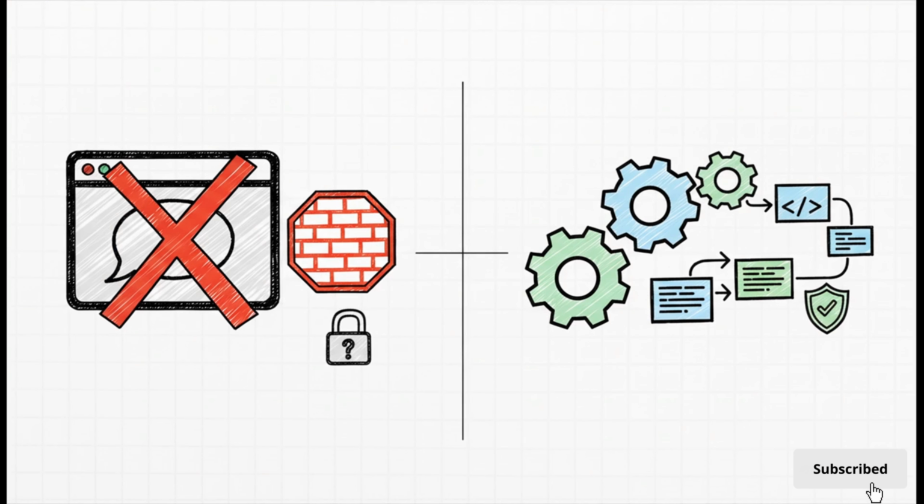So the obvious question is, why not just use something like ChatGPT? Well, there are two big roadblocks. First, you can't really automate a web UI and build it into a professional CI/CD pipeline. And maybe more importantly, a lot of companies block these public tools because of major security and data privacy concerns. That means we need something better, something more professional and integrated.